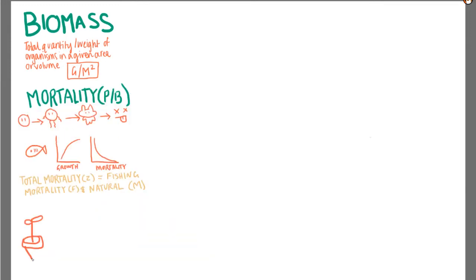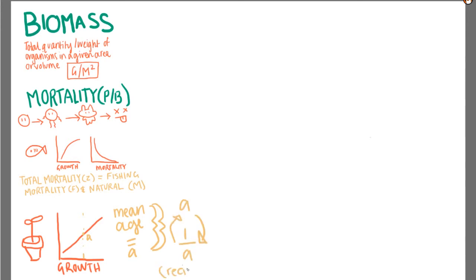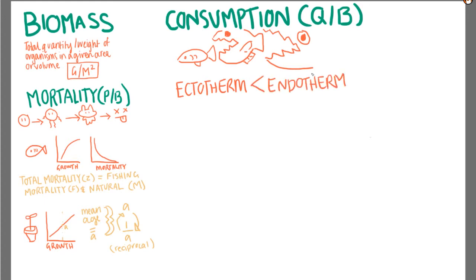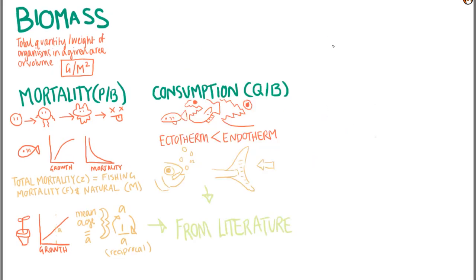For primary and secondary producers in these ecosystems, whose growth is more likely to be linear, their P/B ratio can be calculated as the reciprocal of their mean age. Consumption to biomass refers to how much species groups eat and how much they are eaten. Ectotherms usually have a lower Q/B ratio than endotherms, and can be estimated via oxygen consumption or using the aspect ratio of the tail. For both P/B and Q/B ratios, literature is often referenced to get general species group estimates.